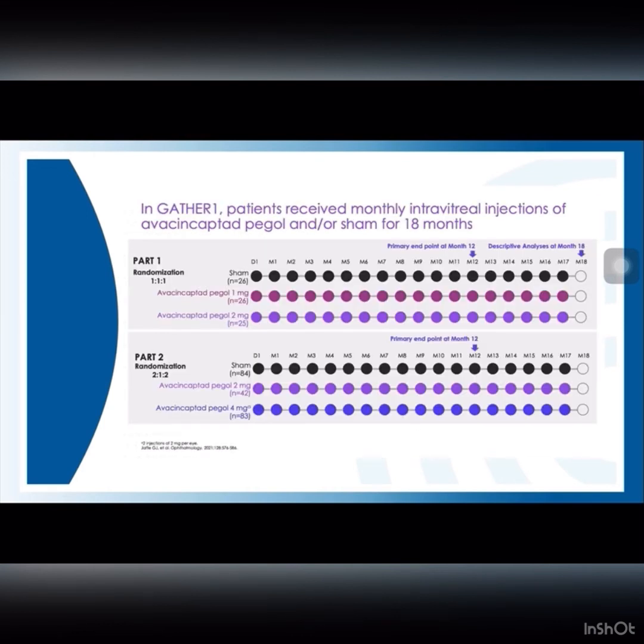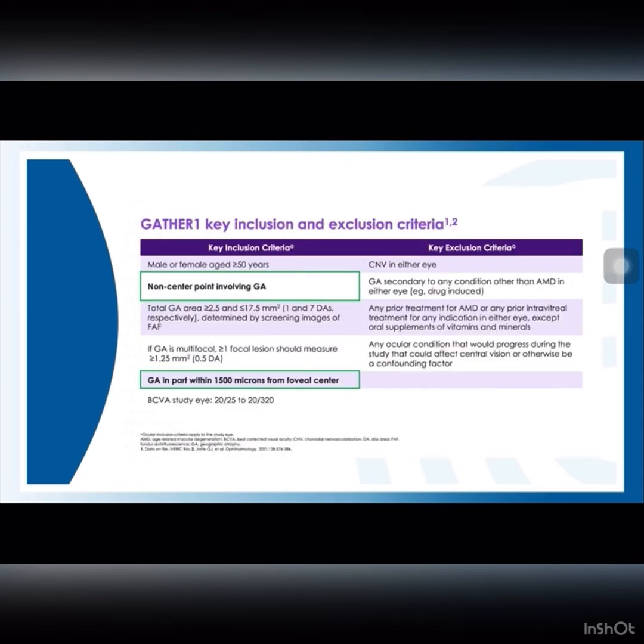In the GATHER1 trial, patients received monthly intravitreal injections of avacincaptad pegol or sham for 18 months. The study had 2 parts with 3 different doses, 1 milligram, 2 milligram, or 4 milligram. Here are the key inclusion and exclusion criteria for the GATHER1 trial. The important thing to emphasize here is that this trial included patients with non-center point involving GA, as long as GA in part was within 1500 microns from the foveal center.